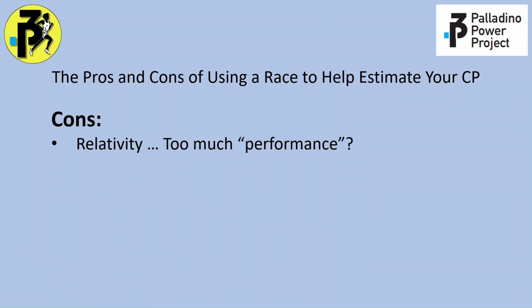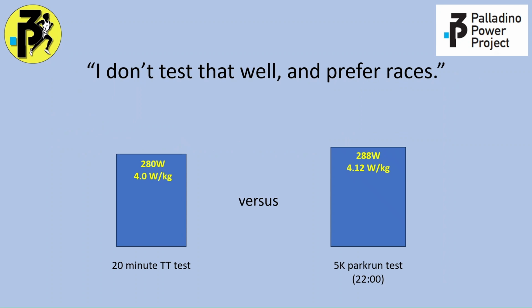The first one is a relativity concept, and I want to talk about this: too much performance. We want high performance, but can you get too much? So you'll have runners that will say, I don't test well and I prefer races. So they don't do the time trials and they'll go to, say, a parkrun or whatever, an organized race where there is competition, there is motivation, there are other people that encourage you along, and they do perform better. So here's an example where instead of a 20-minute test where they might have performed at 280 watts, it's about 3% higher maybe in a parkrun where they ran 22 minutes.